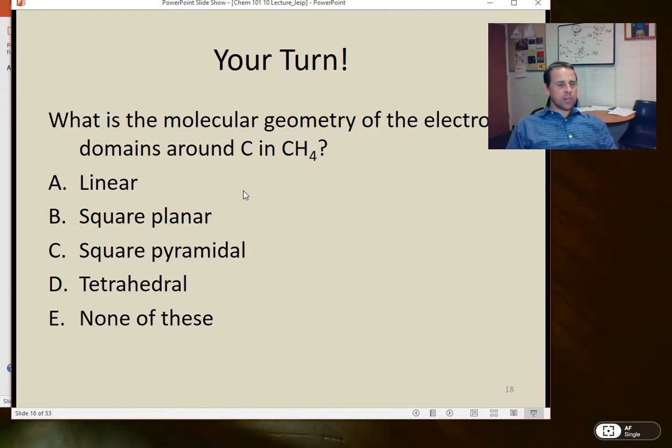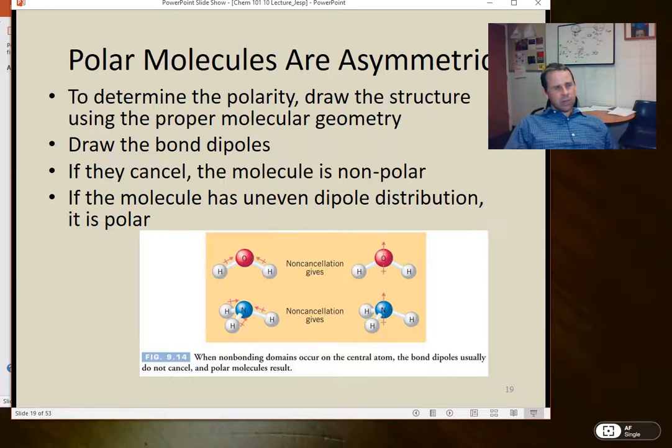What's the molecular geometry of the electron domains around carbon in CH4? Carbon in CH4. All right, four regions of electron density. That's going to be a tetrahedral shape. Okay, very good.